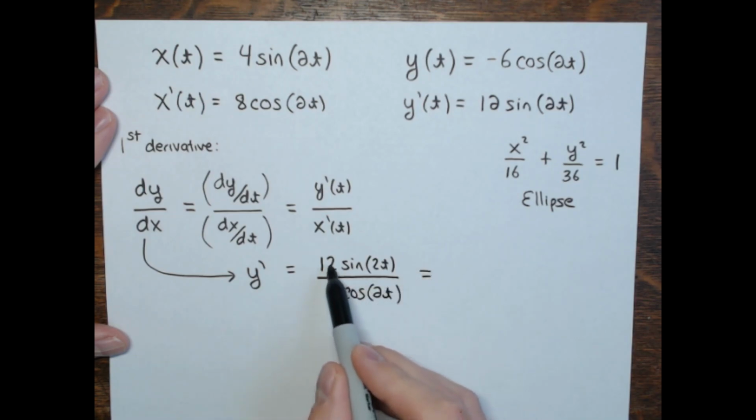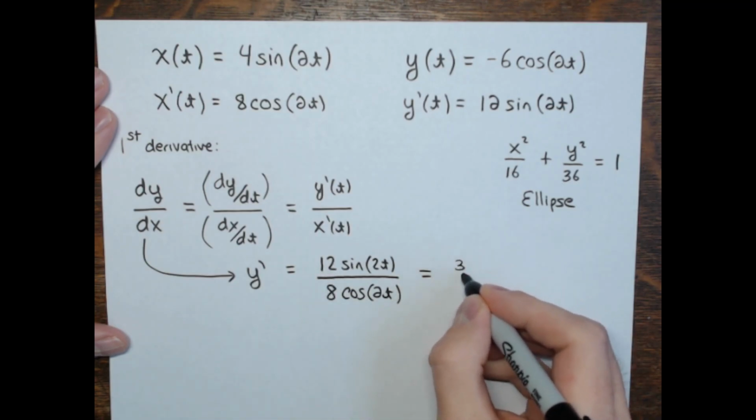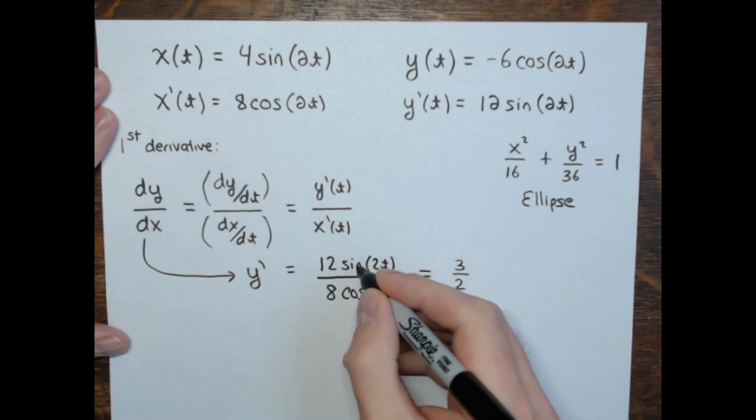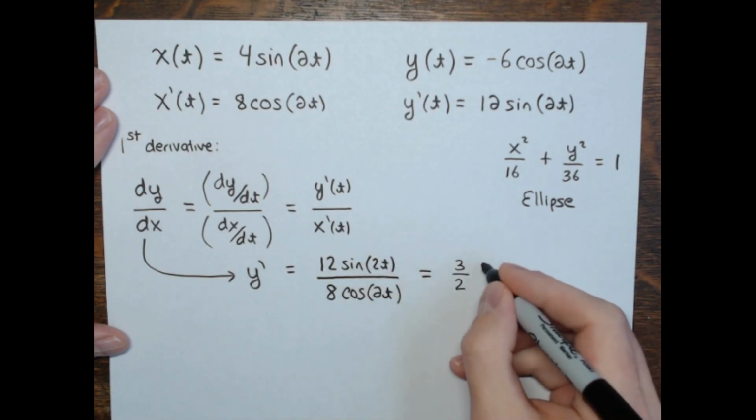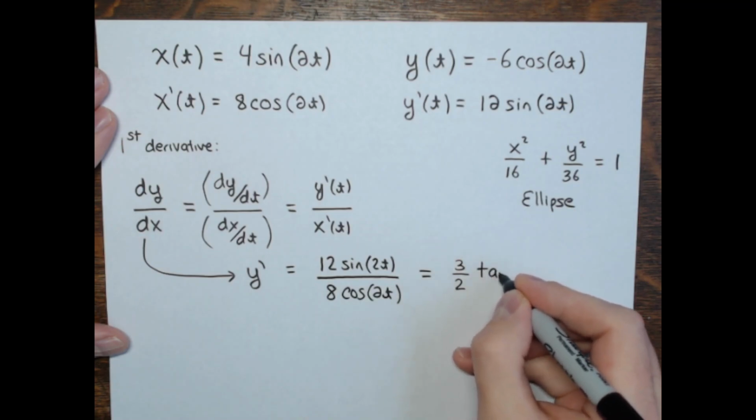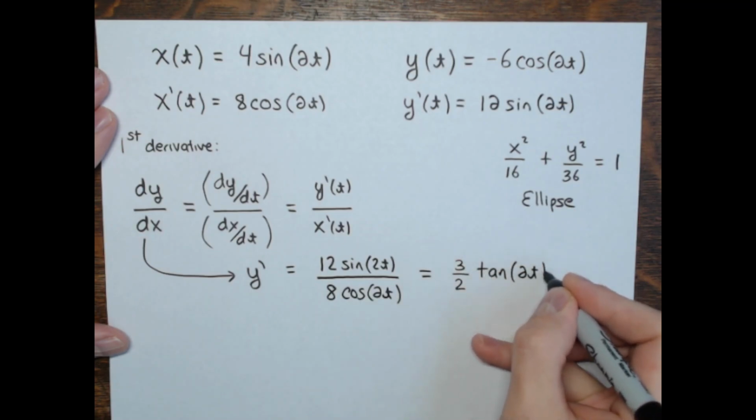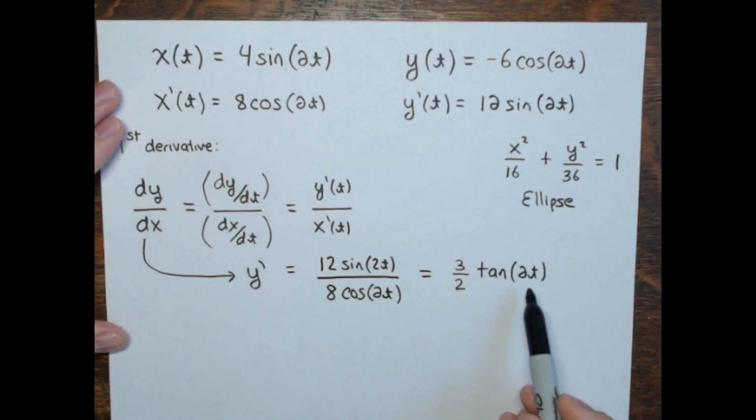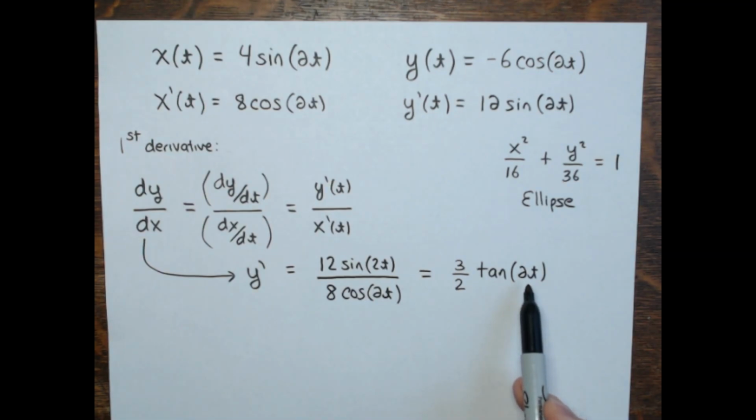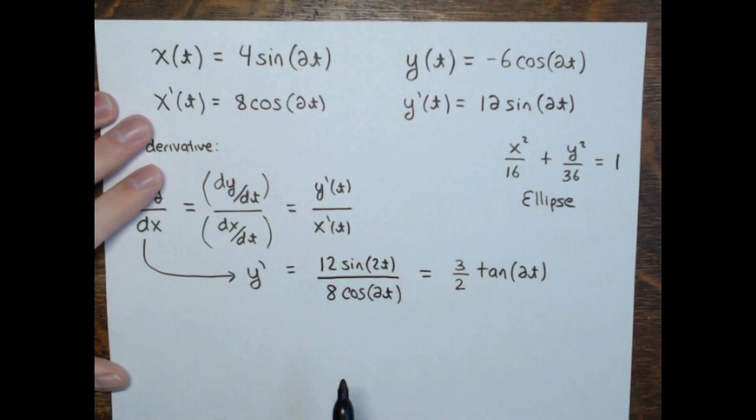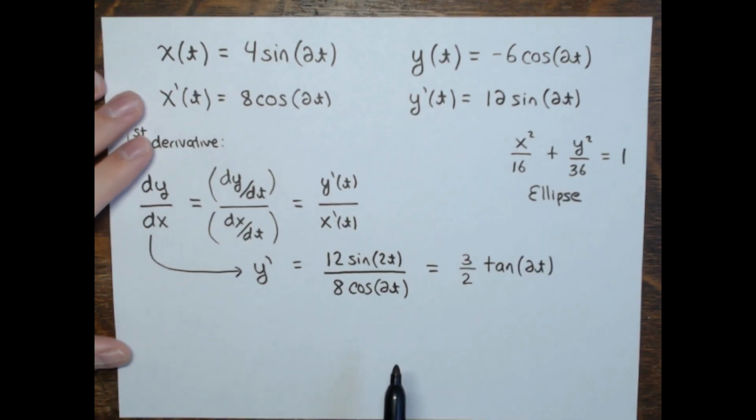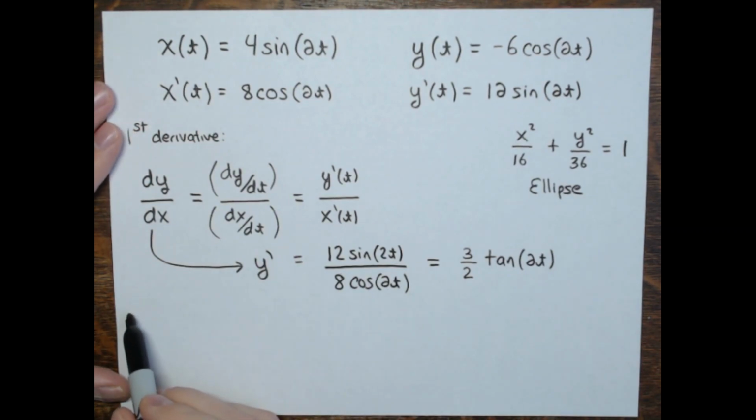And I could simplify this: this is 3 times 4, this is 2 times 4. So 3 halves, and then sine over cosine of something is tangent of that thing. So 3 halves times the tangent of 2t. So this describes for me y prime, dy dx. This tells me how to calculate the slope of the tangent line to any point on this ellipse. Now again, I'll put all the graphs up in Desmos in a second, but now they want the second derivative though.